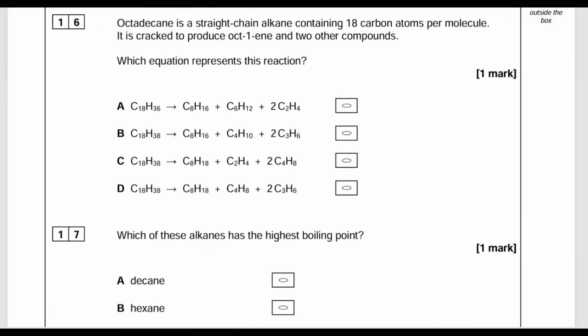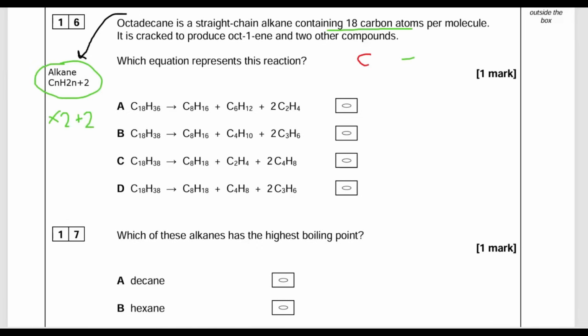Right, 16. Octadecane is a straight chain alkane containing 18 carbon atoms per molecule. It's cracked to produce oct-1-ene and 2 other compounds. Which equation represents this reaction? Pause the video. Have a go. All right. Alkanes, think about them: CnH2n+2. So we've got octadecane. Tells us it's got C18.